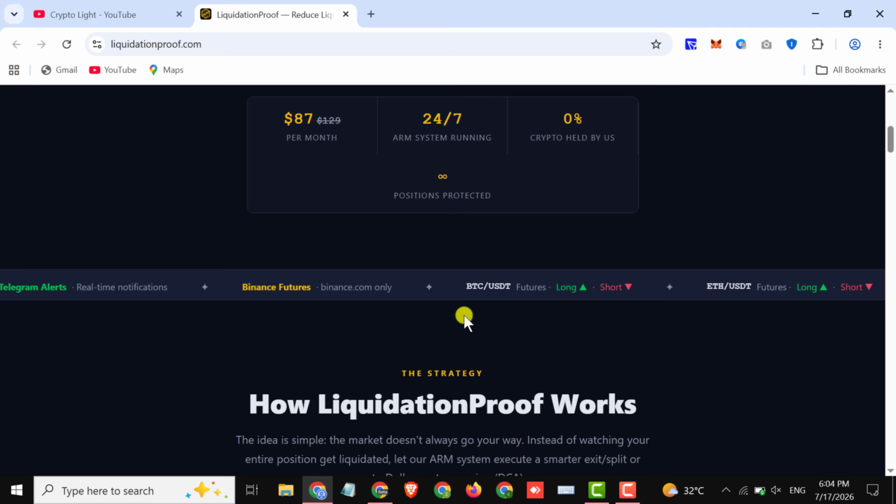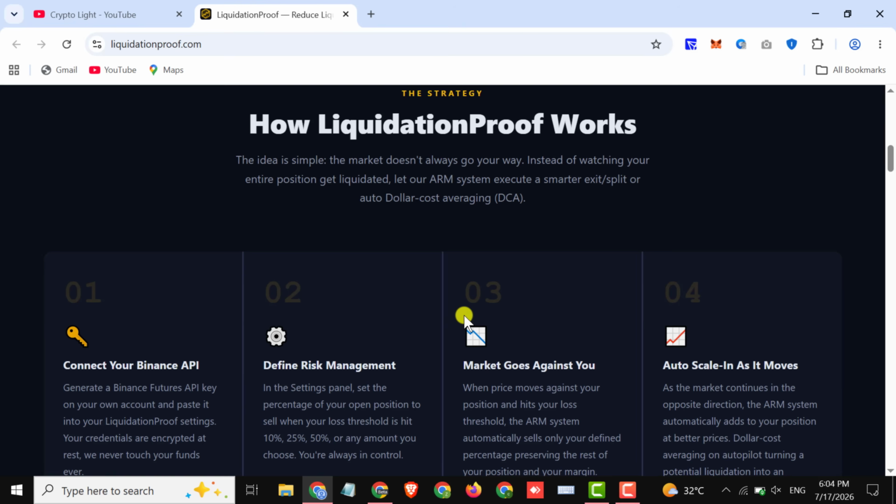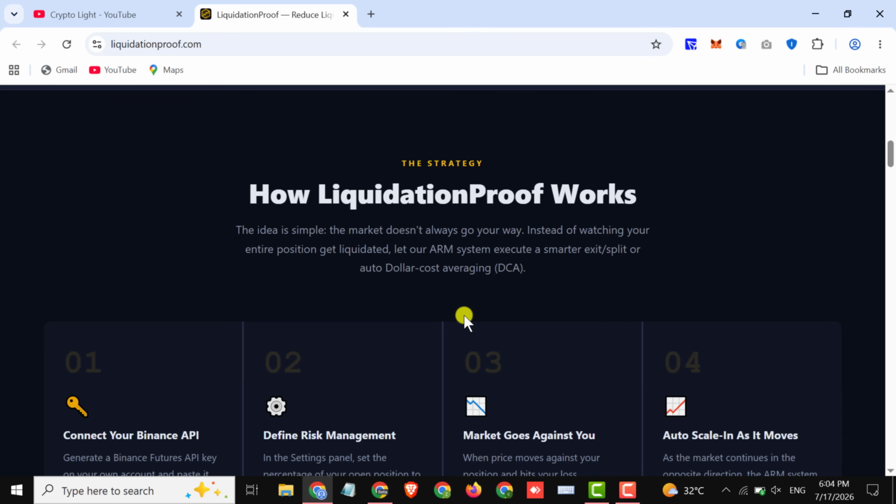So, what is LiquidationProof? LiquidationProof is an automated risk management system built specifically for Binance International Futures. One of the biggest misconceptions is thinking it's a trading exchange or a place where you deposit your money. That's not how it works. Your funds always remain inside your own Binance account. LiquidationProof never takes custody of your assets and isn't used to hold deposits. Instead, it connects to a dedicated Binance sub-account that you control and automatically manages eligible futures positions.